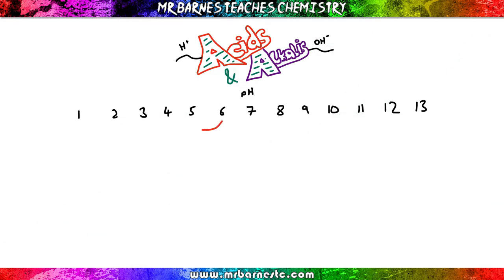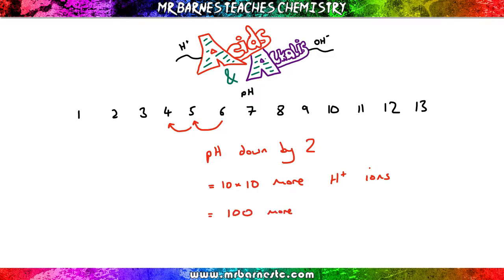Now what they will ask you in the exam is, as the pH goes down by 1, what happens to the concentration of H plus ions? And the key thing is, every time the pH decreases by 1, it becomes 10 times more concentrated. There are 10 times more H plus ions. If it goes down by 2, it's 10 times 10 more H plus ions, which comes out to 100 times more concentrated, or 100 times more H plus ions.